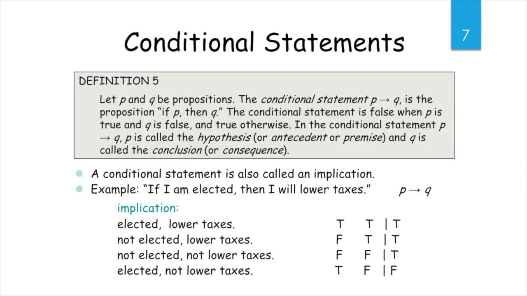Then we discussed the conditional statement, and we say if we have P and Q, the conditional statement P implies Q is the proposition "if P then Q." We have to refer to the truth table of P then Q, as we see here. If true, then true is true. If false, then true is true. If false, then false is true. And if true, then false is false.